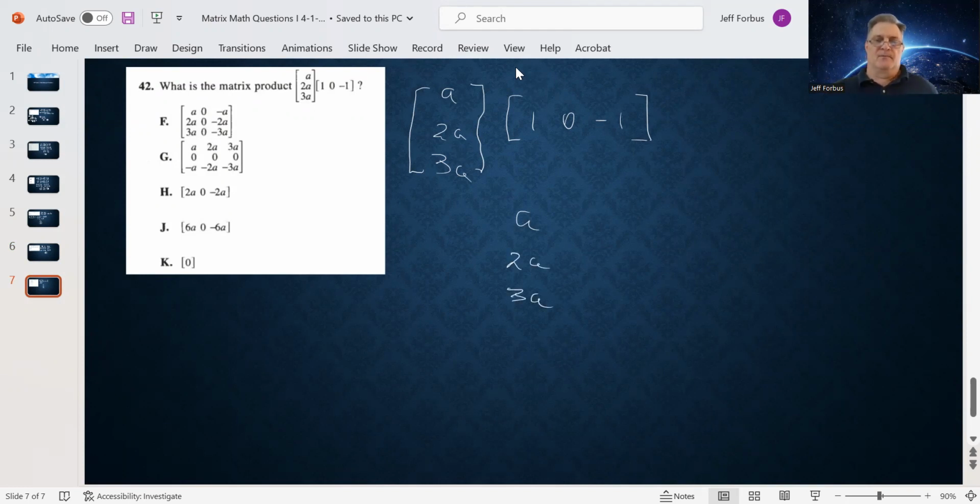Now we're going to go to the number 0. A times 0, 0. 2A times 0, 0. 3A times 0 is 0. Now we're done with the first two. Now we got to multiply by -1. A times -1, negative A. 2A times -1, negative 2A. And 3A times -1, negative 3A. Put your brackets around it. And then we have answer choice F.